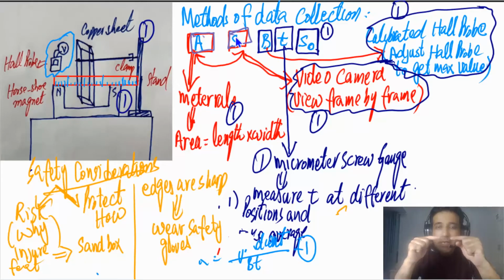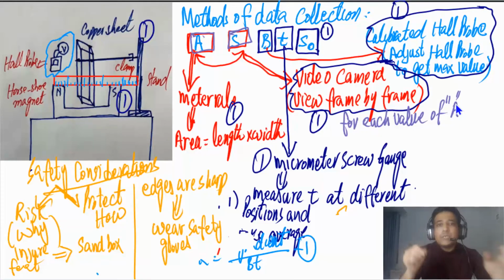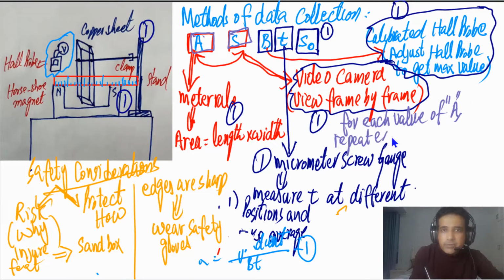So simply we can say in this case, for each value of A, or you can say for each plate of certain area, repeat the experiment. For each value of A, repeat the experiment and take the average of S. Take the average of S.